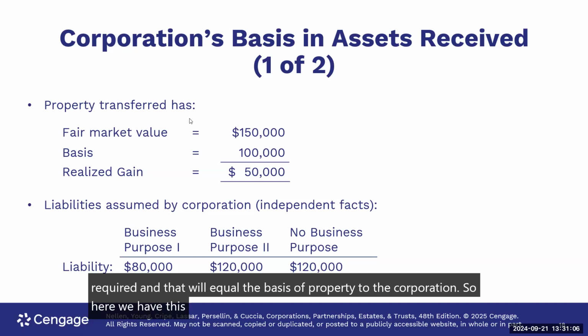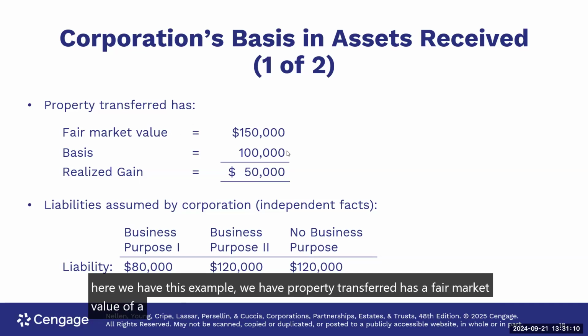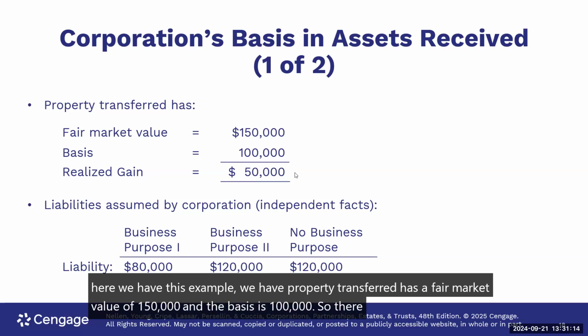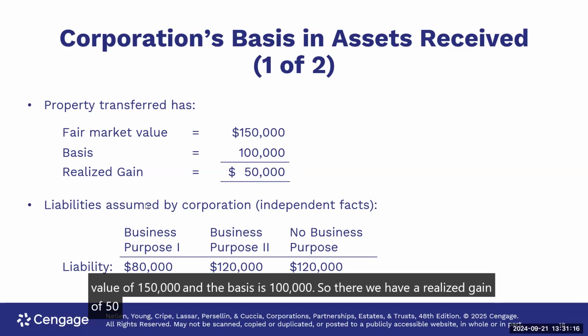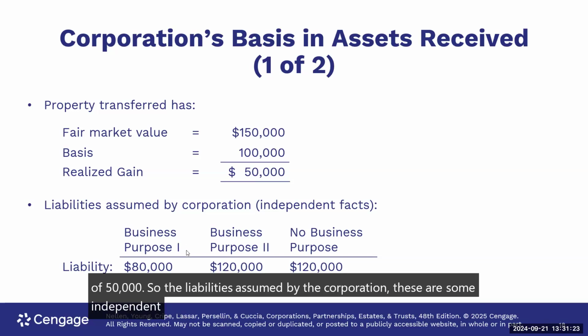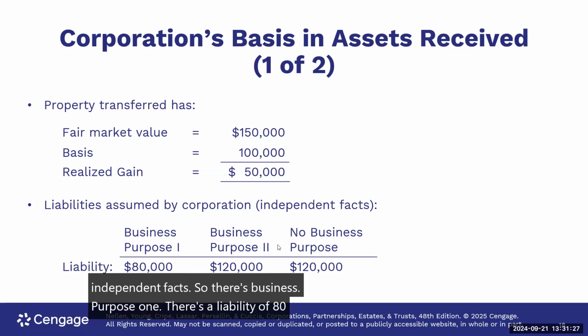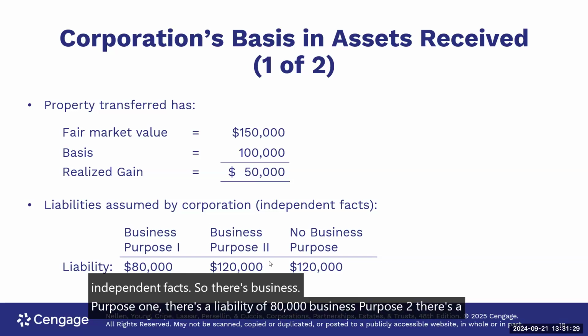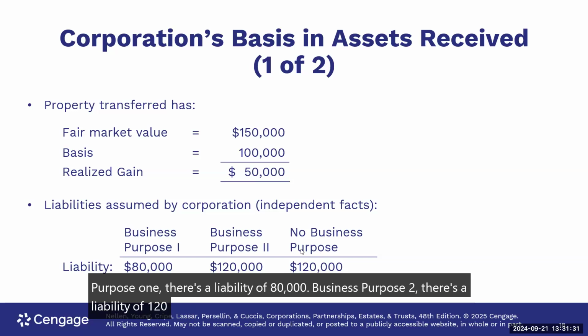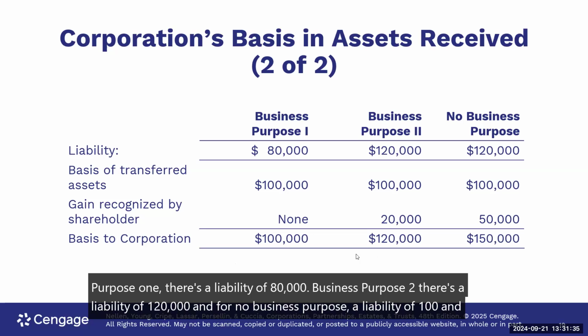We have property transferred with a fair market value of $150,000, and the basis is $100,000. So there we have a realized gain of $50,000. The liabilities assumed by the corporation are some independent facts. For business purpose 1, there's a liability of $80,000. For business purpose 2, there's a liability of $120,000. And for no business purpose, a liability of $120,000 is assumed.